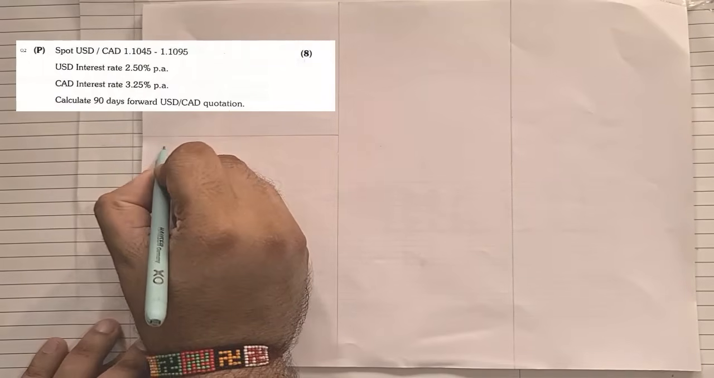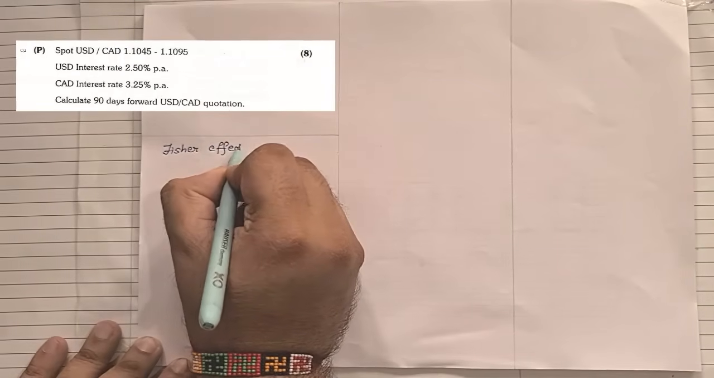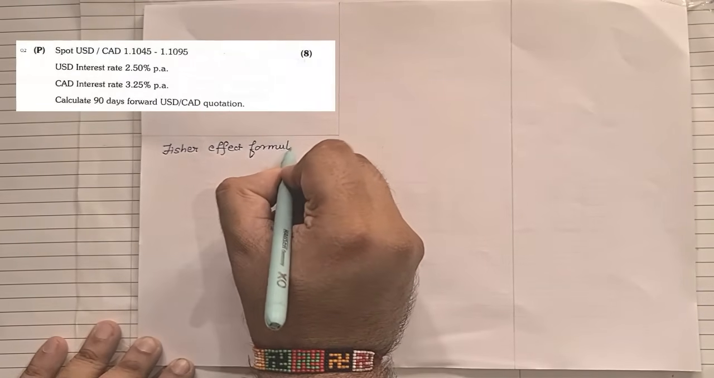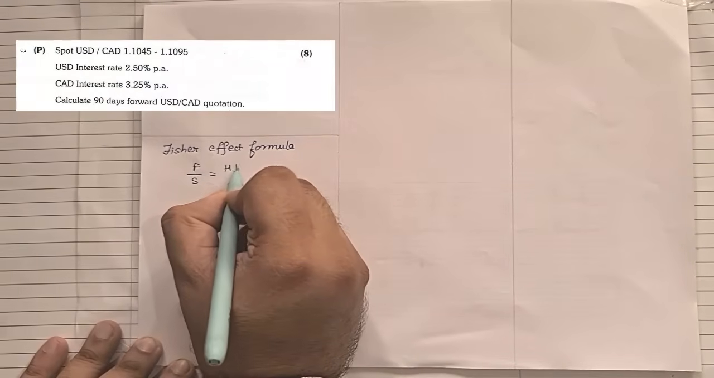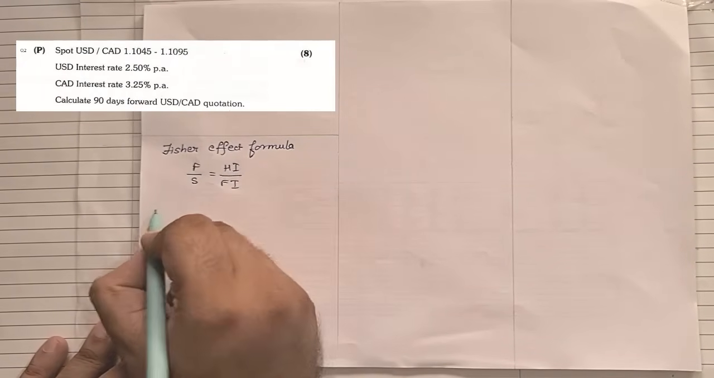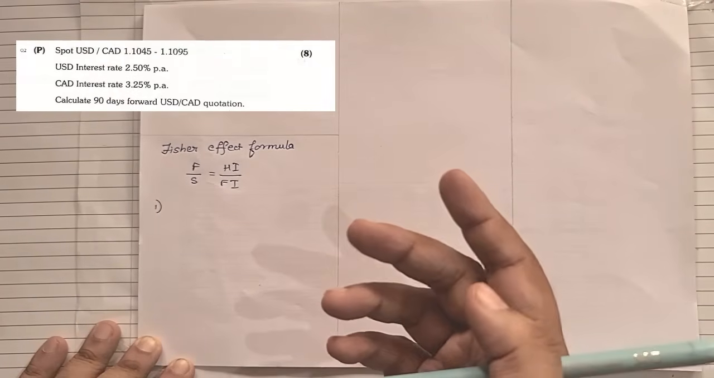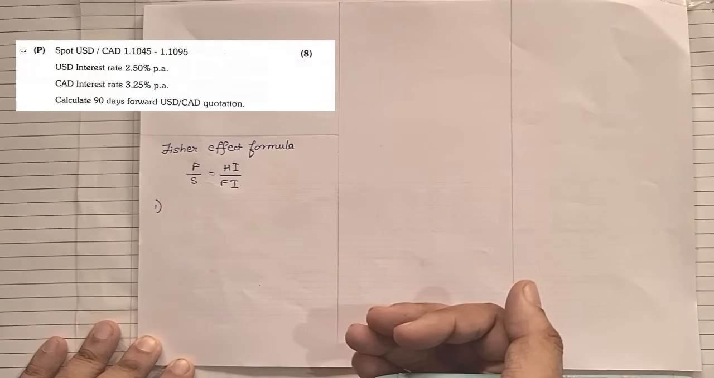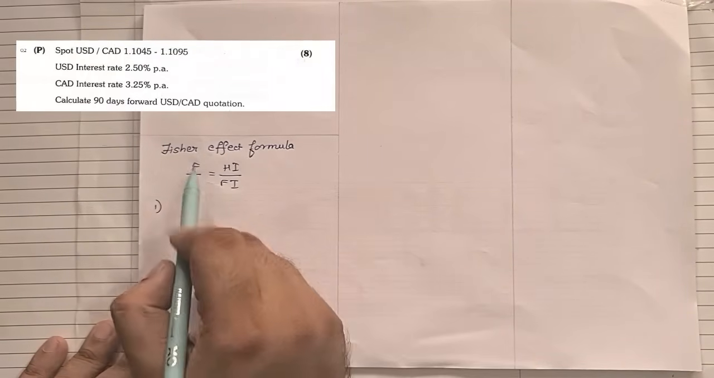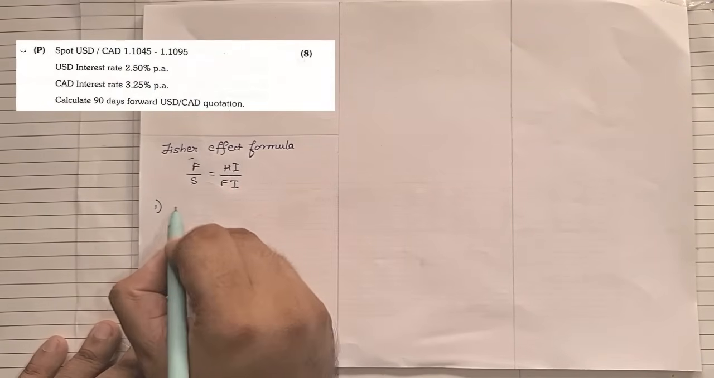Very simple. First, we will note down the Fisher's formula. So I'll write the Fisher effect formula. The Fisher effect formula is F upon S is equal to HI upon FI. Now we have been given the spot rate, and the interest rate of USD, that's the foreign currency, and the interest rate of CAD, which is the home currency, and they're asking you to find the forward rate. So basically we need to find this. We need to first get these three values. Spot is already given, so HI and FI we need to find.